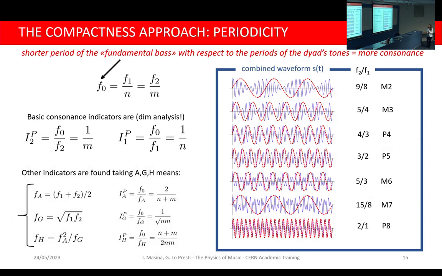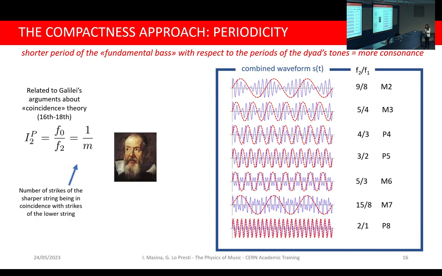Now, you can think of even more sophisticated possibilities. Why not compare F0 with some mean, algebraic, geometric, harmonic mean of the two composing frequencies? Arithmetic, geometric, harmonic mean, wow. You build three different indicators associated to F0 over FA, which is equal to this. For the geometric mean, you obtain this, and for the harmonic mean, you obtain that. They are more or less equivalent, because the geometric and harmonic means are not so different, after all. So these are indicators which give predictions in between these two, naturally. This is a category of indicators that you can build exploiting the physical characteristics of the signal associated to the global frequency of the sound of the dyad, which is physical.